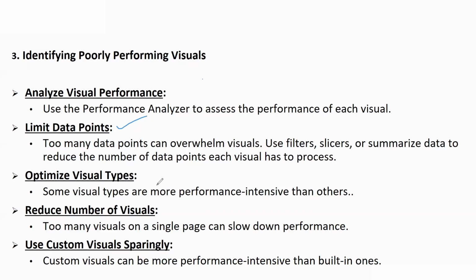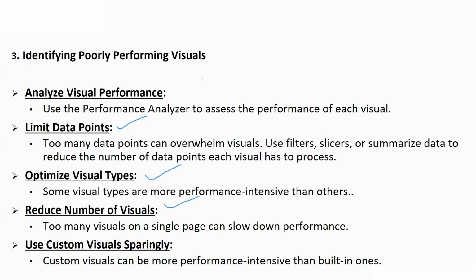Then the next one is optimizing the visual type. As we were saying, some visuals are more performance intensive than others. For example, scatter plots with thousands of points can be slow. So you can consider using some alternative visuals or aggregating the data in that case.